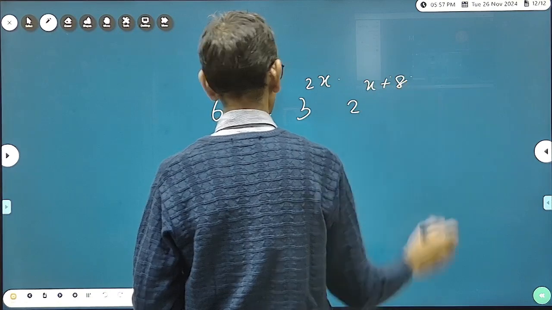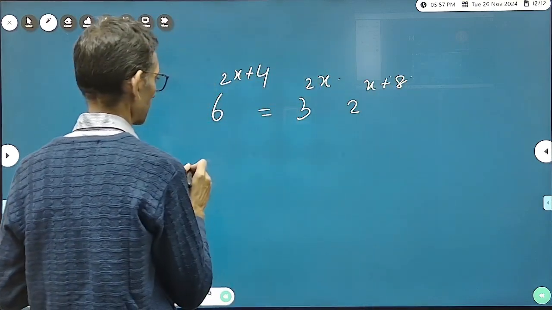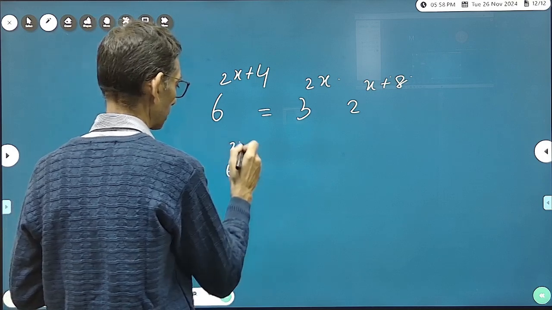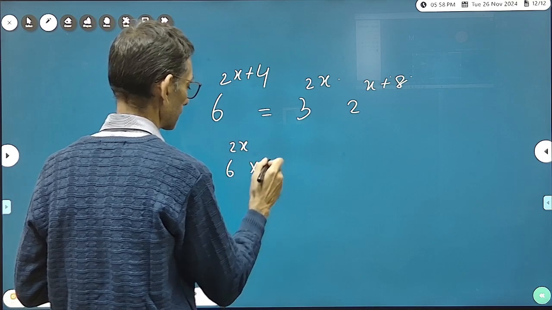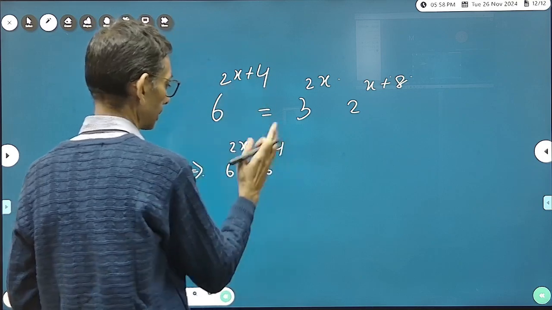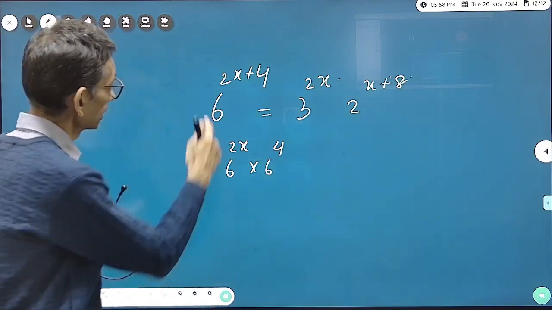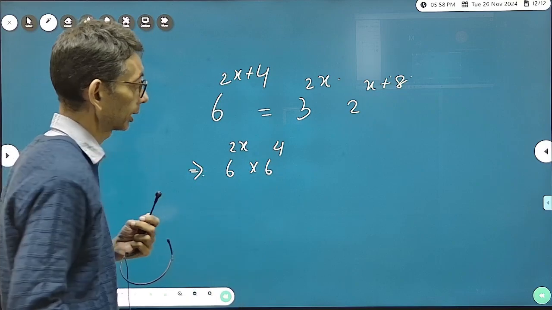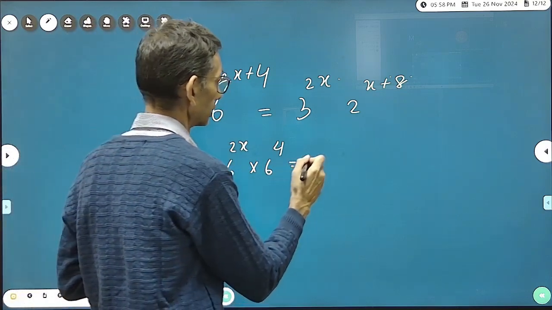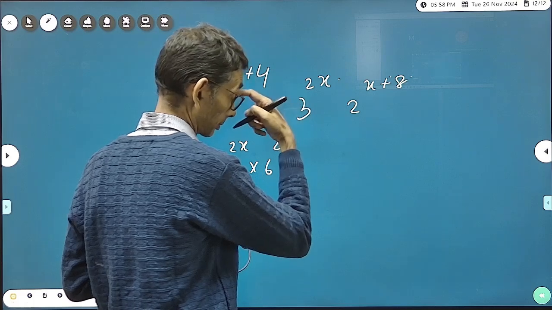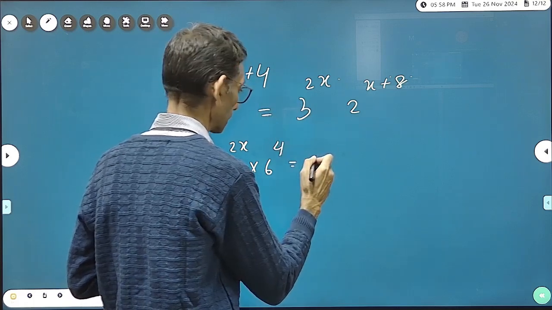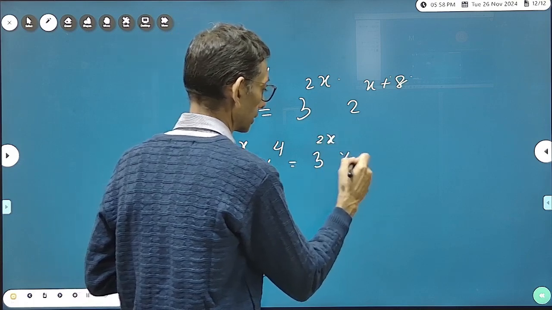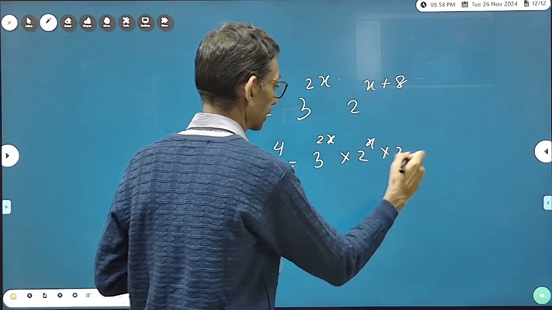Done. x plus 8 is there. Look, what do we do: 6 to the power 2x, break it into 6 to the power 4. When there is a plus, it becomes multiplication, 6 to the power 2x into 6 to the power 4. Again this will be 3 to the power 2x, right? I will be writing this. And similarly you can write 2 to the power x into 2 to the power 8. You can write like this.